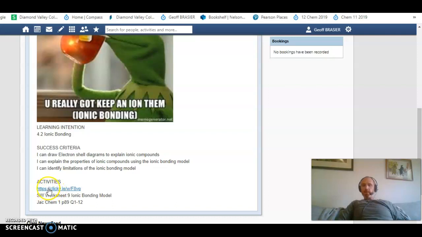Some activities that we'll be doing, or for you to do. Number one, there's this link to click view. There's a worksheet from the student workbook, the ionic bonding model, which is about explaining the properties. And there's a series of questions on page 89, question 1 to 12.